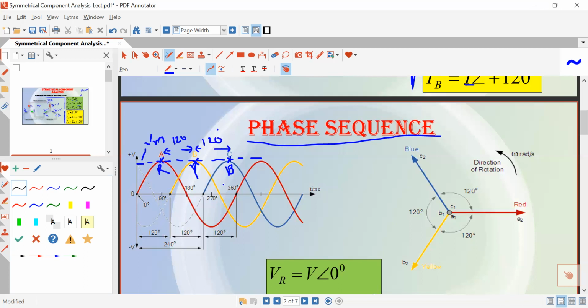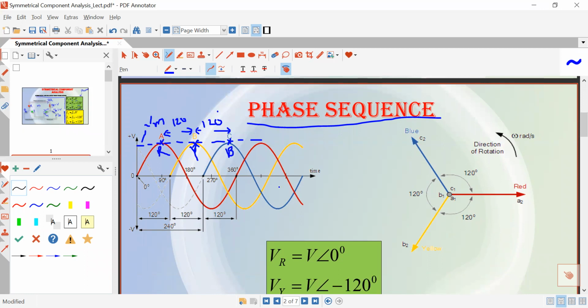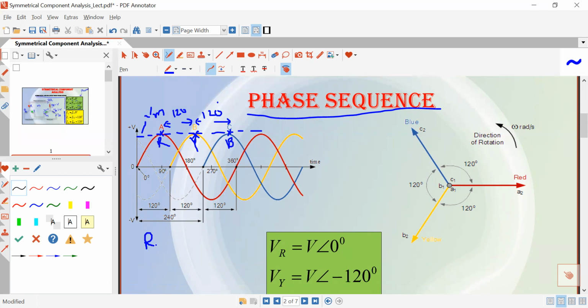Now the question is, what is the phase sequence of this balanced system? The phase sequence is the order in which phase voltages attain their maximum. From this waveform you can see the phase voltage of phase R attains its maximum first, then phase voltage of phase Y, and then phase voltage of phase B. So you can determine the phase sequence of this balanced system from this waveform, and your answer will be RYB.